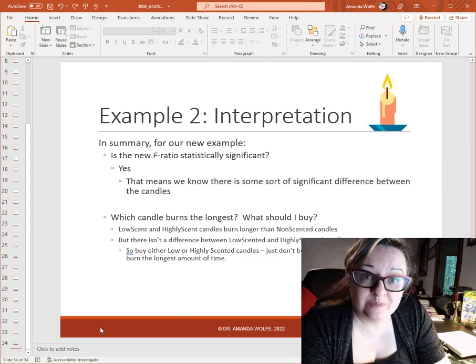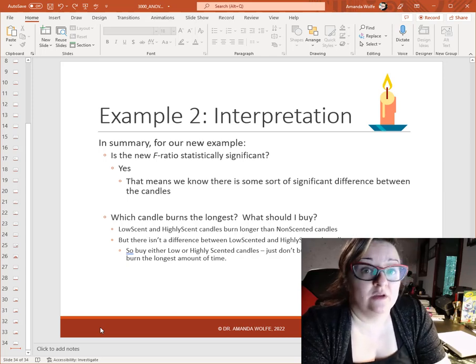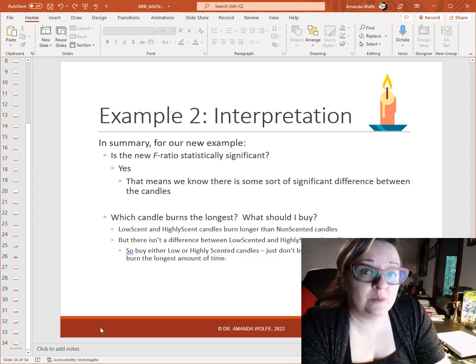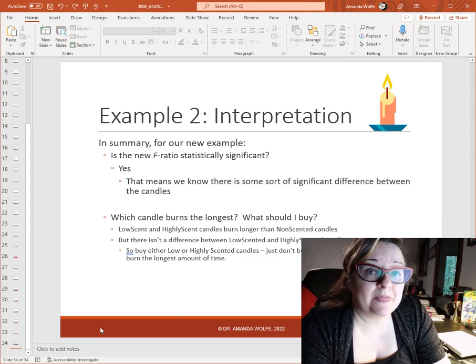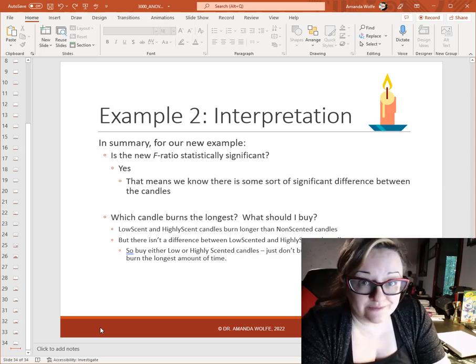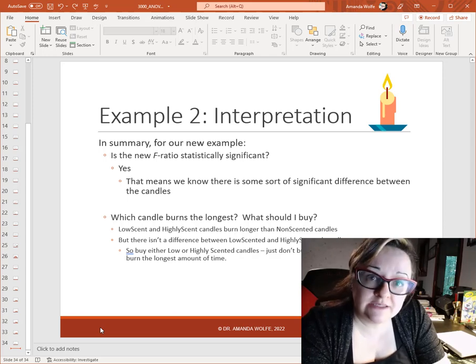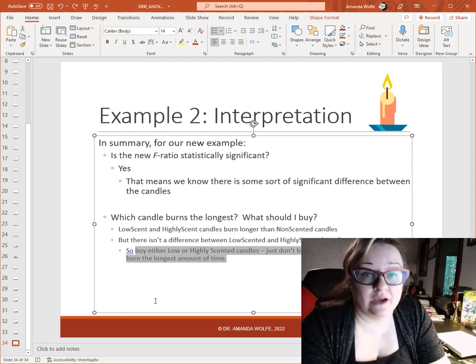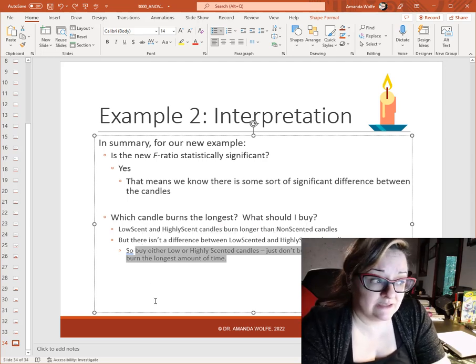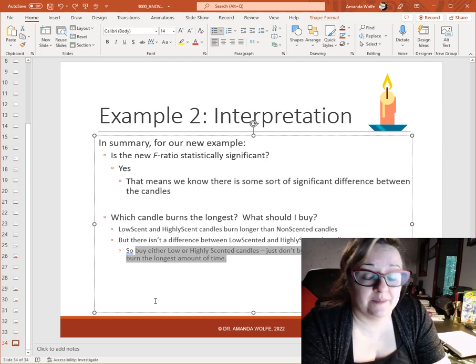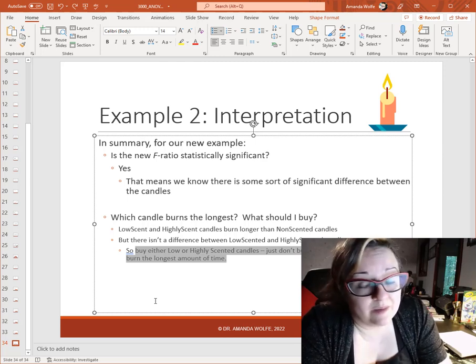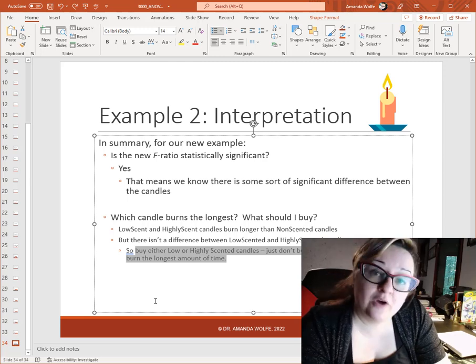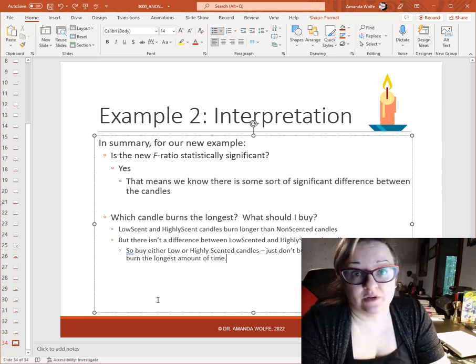So when we did the Tukey's post hoc test here, we compared the first to the second, the first to the third, and the second and the third to see which comparisons were significantly different. And what we learned is that there's no difference between low and highly scented candles, but both are different than unscented candles. So if you care, you should only buy low and highly scented candles, and you should not buy non-scented candles if you want them to last the longest amount of time. Now again, I made all these numbers up, so you buy whatever candles you want in real life, right? But for our example, that's how we would interpret all this.